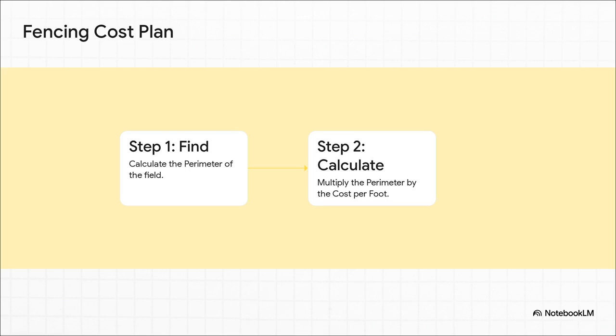Step 1, calculate the perimeter. That tells us how many feet of fence we need. Step 2, take that number and multiply it by the cost per foot. See? When you break it down like that, it's way less intimidating.